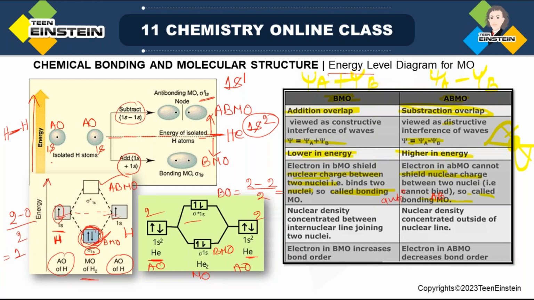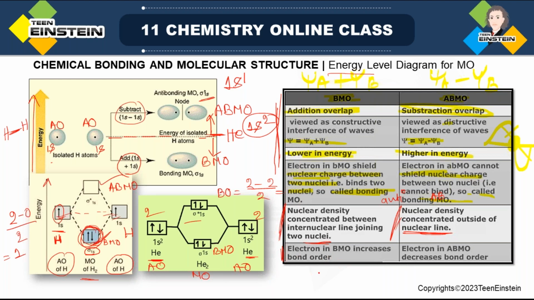Antibonding. Okay. Nuclear density concentrated between the internuclear line joining the two nuclei. In this case, nuclear density is concentrated outside the nuclear line, because there is no such line. And even if you are finding these statements difficult, you can ignore them. That is because this information is enough to understand the difference between BMO and ABMO.